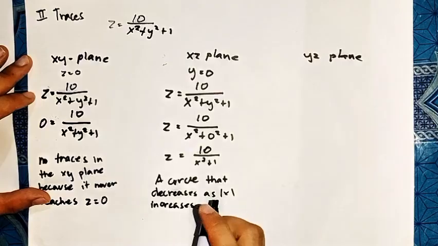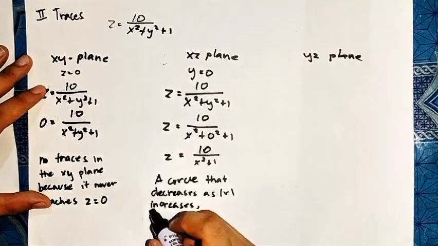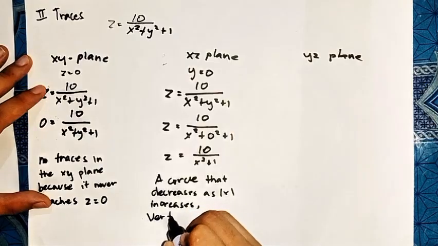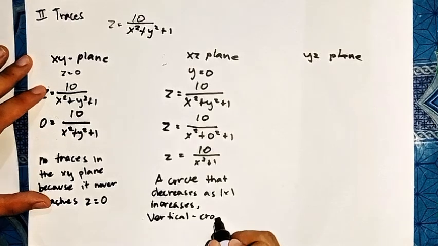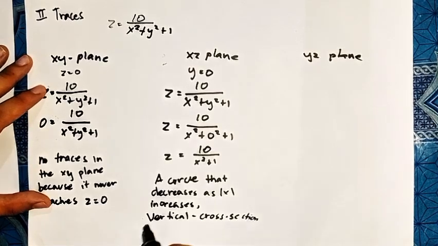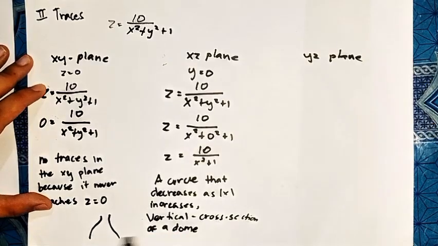It looks like a vertical cross section of a dome, sorry. Cross section of a dome. Meaning, it looks like this one, ganito. Ganito siya. Diba dome, parang ganito yung dome. Diba ganito yung dome. So, meaning, vertical man.